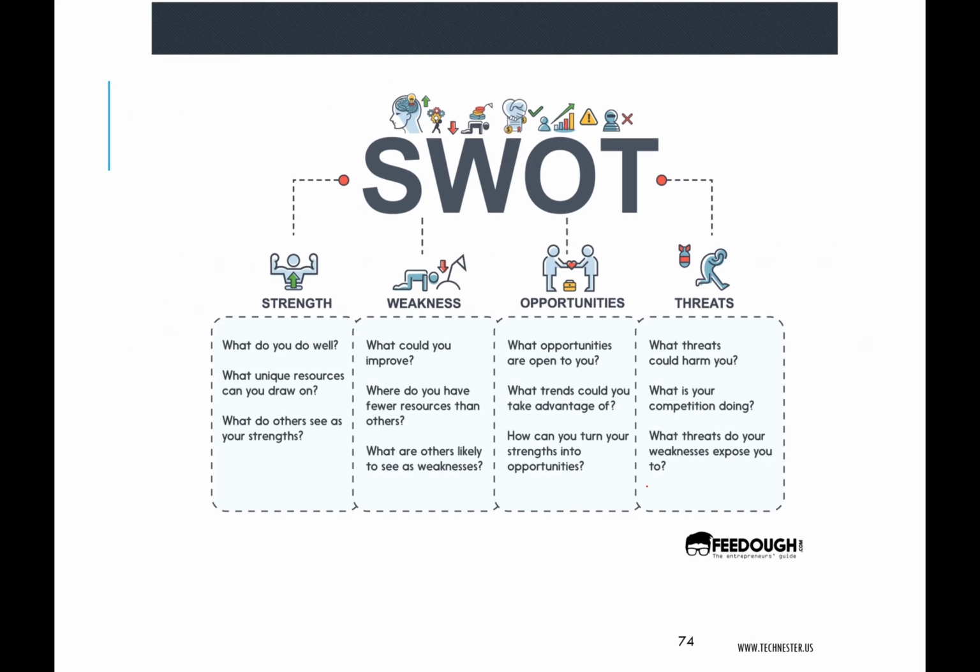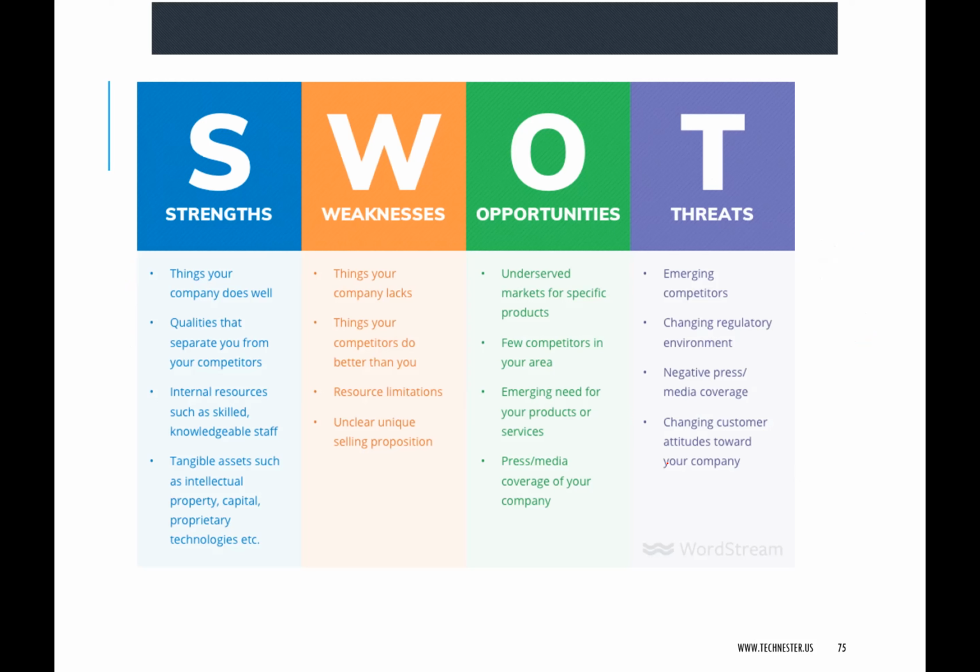In SWOT analysis, you're essentially saying, what do we do well, right? So strength, weakness, opportunity, threat. What do we do well? What are the unique resources we can draw on? What do others see as our strength? I like this image better.